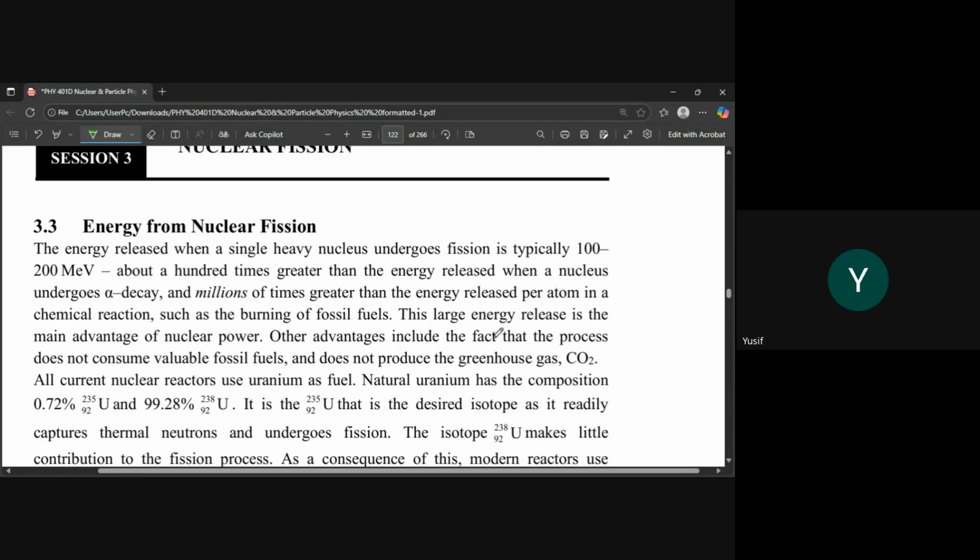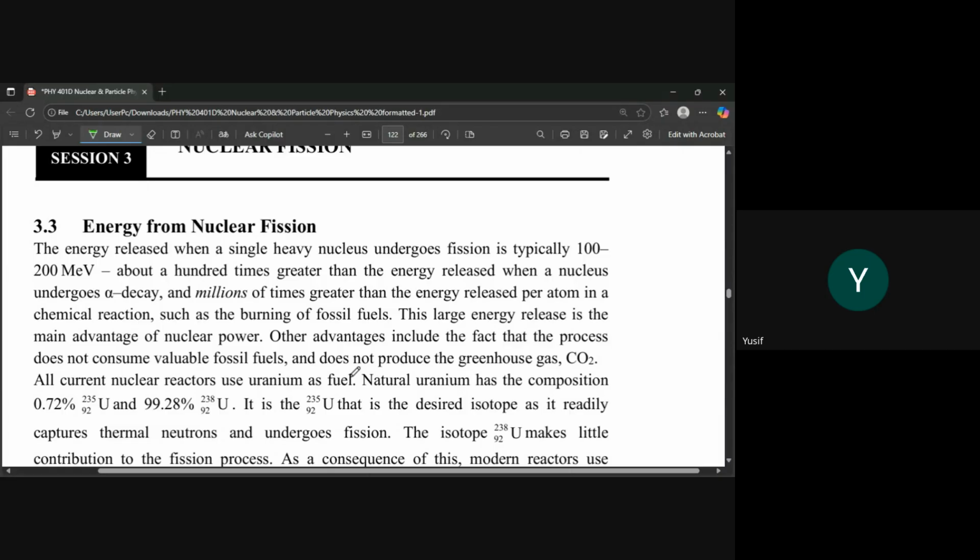Other advantages include the fact that the process does not consume valuable fossil fuels and does not produce greenhouse gases. So when you are using it, it doesn't have any environmental effects, as long as the safety precautions are being obeyed and there's no incident or accident. It is a clean energy. The environmental impact, or the negative aspect, only comes in when you are having accidents and those kinds of things.